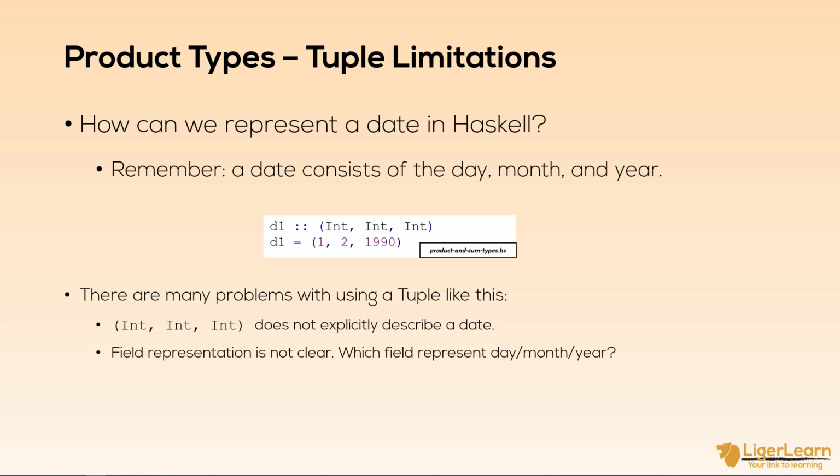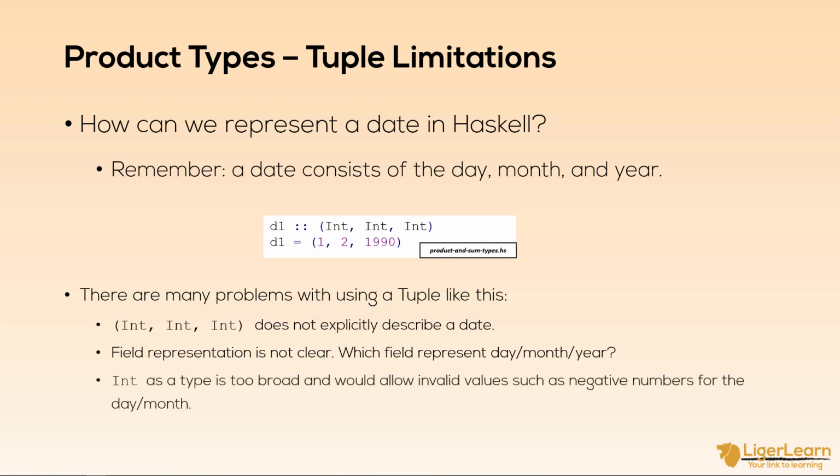Also, since everything is an int, there is no way to prevent invalid values being used, such as negative numbers for the day or month. All of these problems and limitations help explain why it makes sense to define our own types to describe our data, rather than relying solely on the inbuilt types. We'll use this idea of a date type as a running example to explain a number of concepts which relate to types in this module.